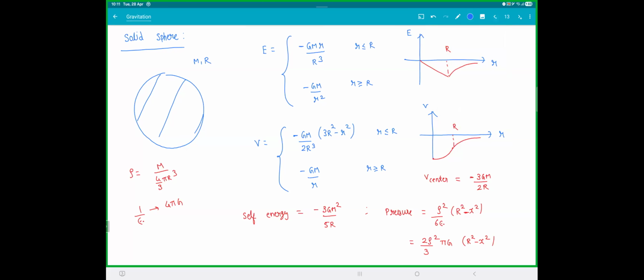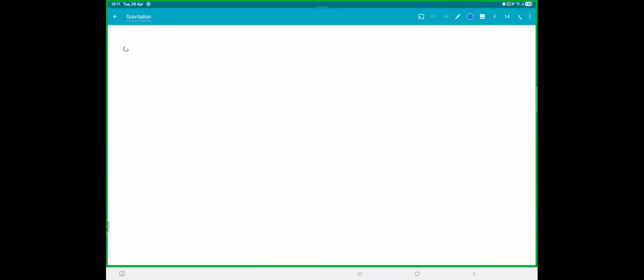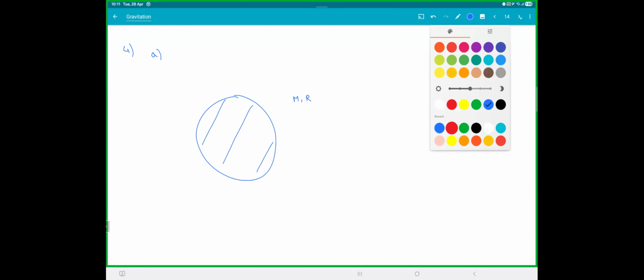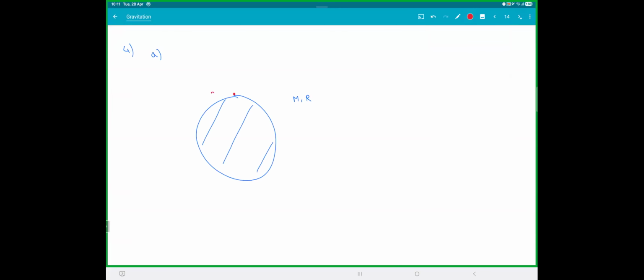Great. Let's see a question on this then. So we got a planet, mass M, radius R. You projected a particle of mass m from the surface with speed u, which is equal to root over GM by R. Find h max.